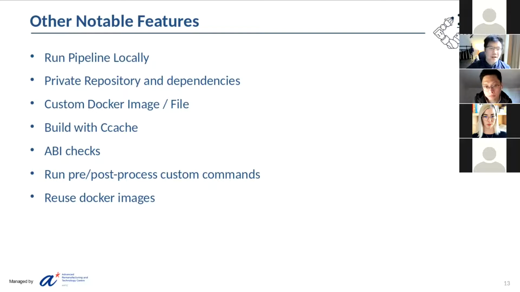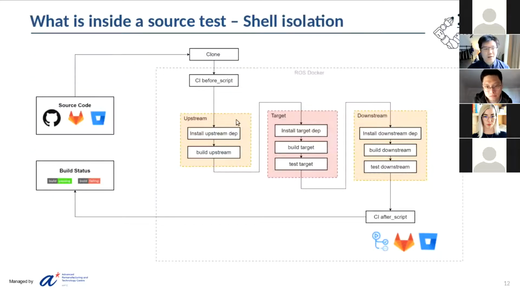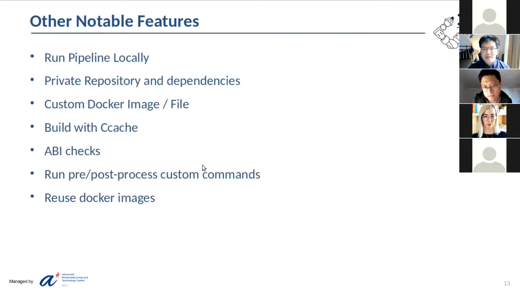You can run a kind of action right after installing the upstream dependencies or after you build the upstream workspace. Next, you can also reuse the Docker image to speed up the next build. And this feature is actually utilized in MoveIt nowadays.